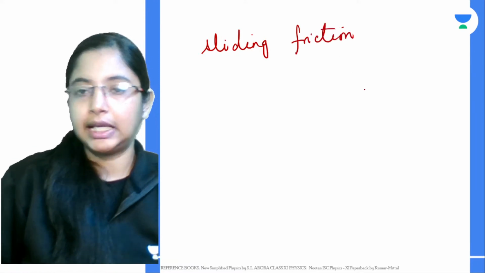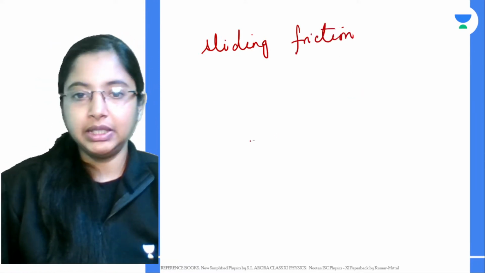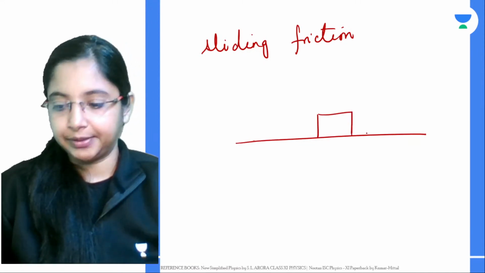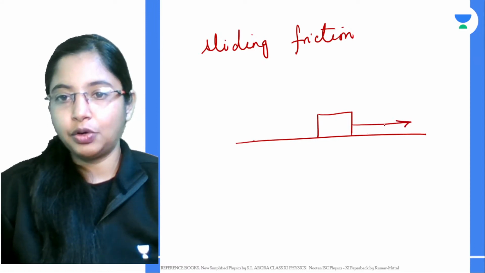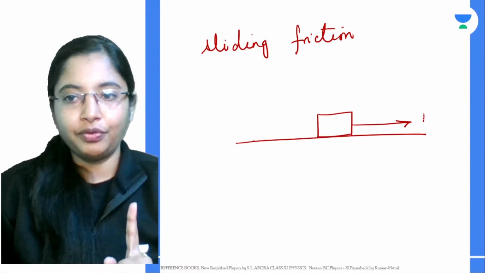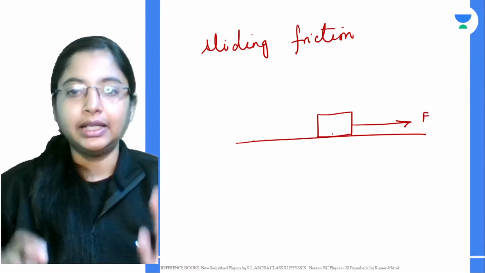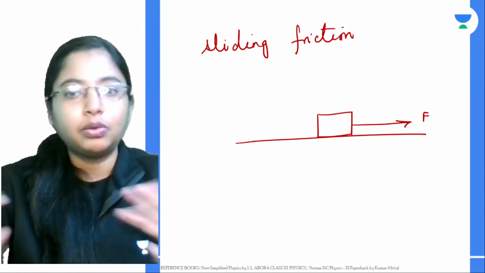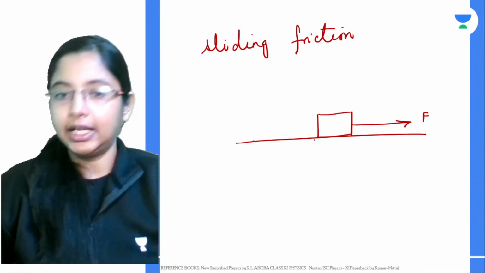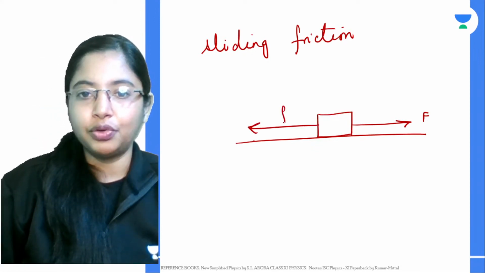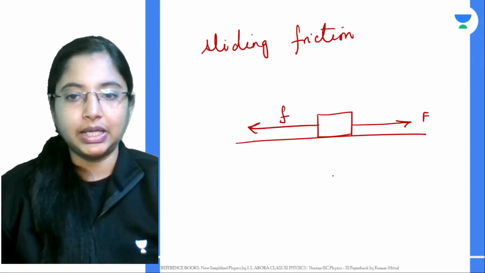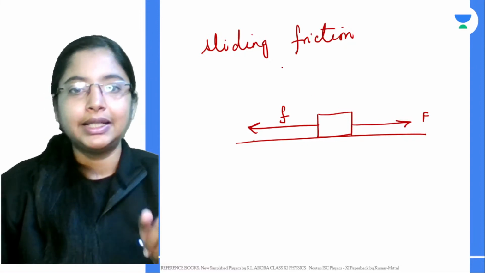Alright, sliding friction actually means, let's say you have a surface, and on the surface you're keeping an object and you're just pushing it. So this object just starts moving, right? When this object starts moving over here, it is sliding. Think of you pushing your refrigerator. You're not carrying it, you're pushing it, so it is sliding over a surface, right? Now there will be an opposing frictional force that is produced.